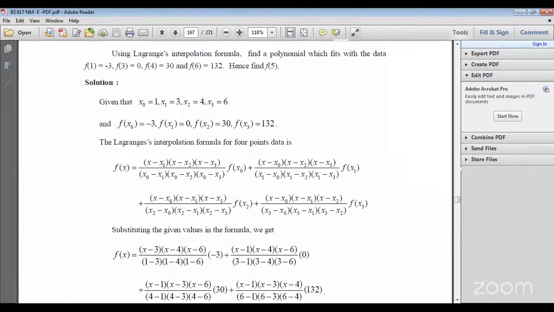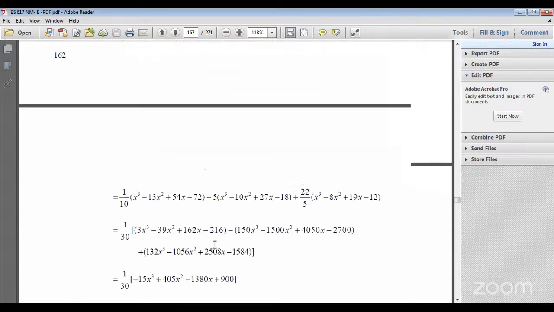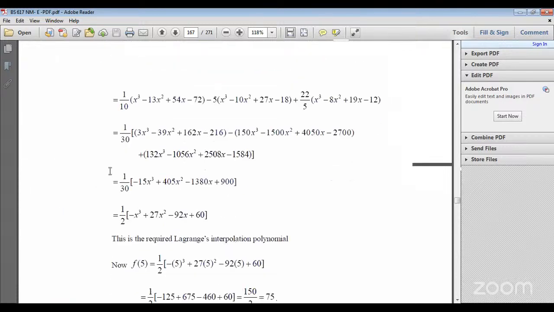So what are the values? Taking and applying these values here: x minus 3, x minus 4, x minus 6 divided by 1 minus 3, 1 minus 4, 1 minus 6. Applying these values and multiplying. Therefore 1 by 30 of minus x cube plus 15x square minus 74x plus 120, and so on. Therefore 1 by 2 of minus x cube plus 27x square minus 92x plus 60.